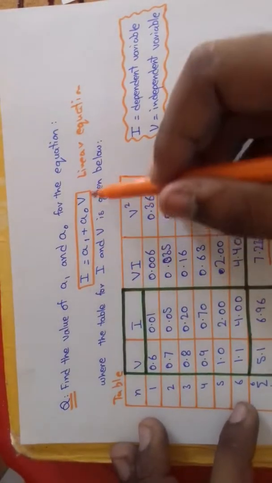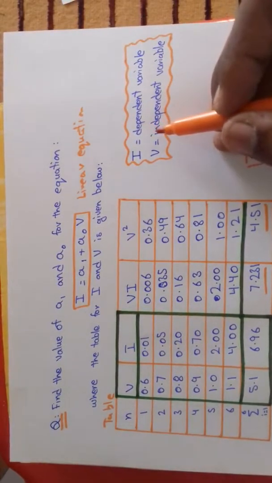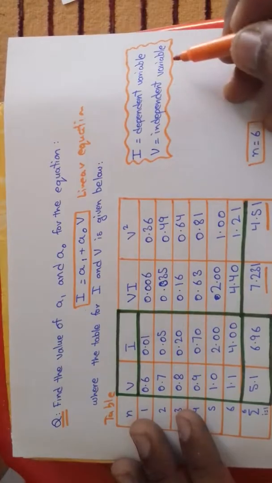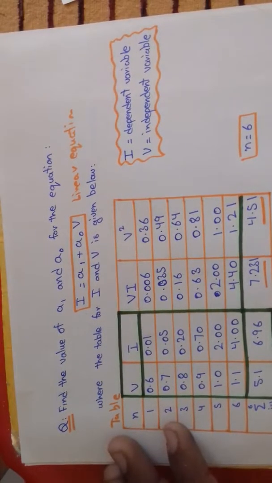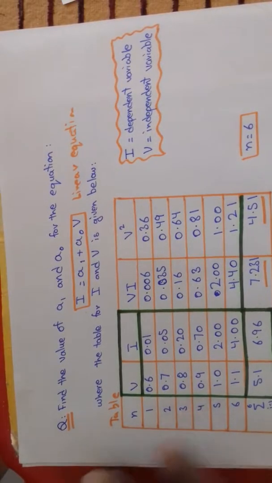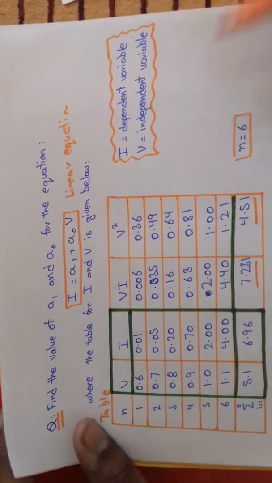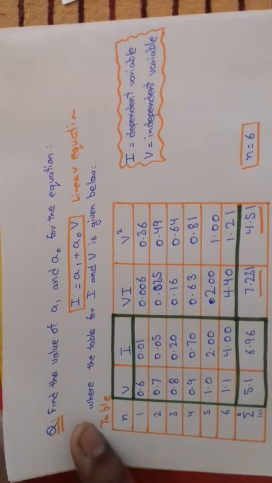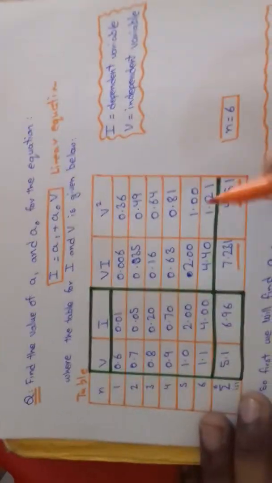Now the equation given to us is a linear equation. Here we know that I is a dependent variable and v is an independent variable. It can also be stated in the question that I is a dependent variable, as it is changing as we change the value of v. So v is an independent variable and I is a dependent variable.